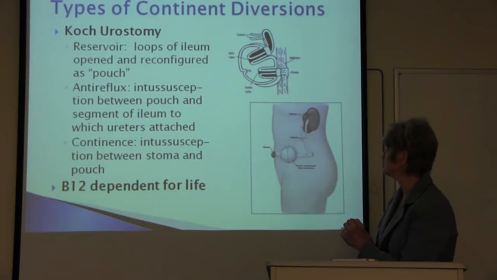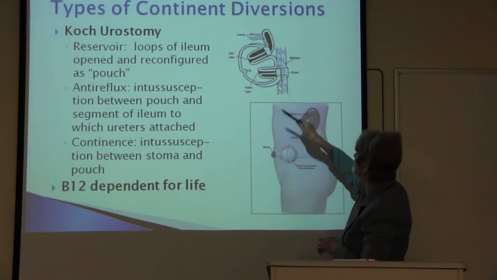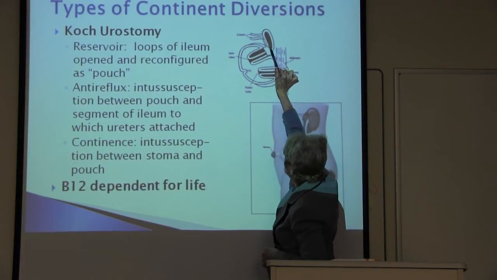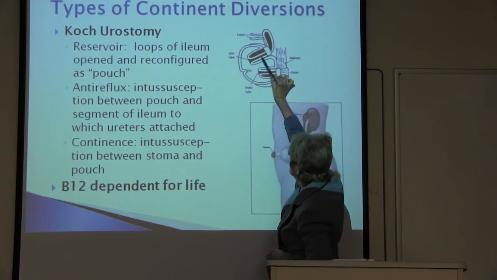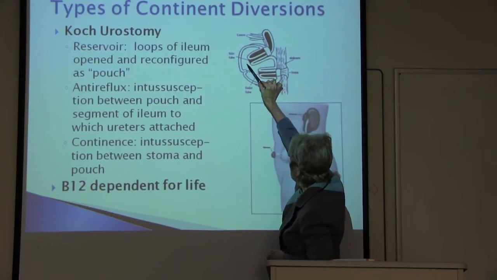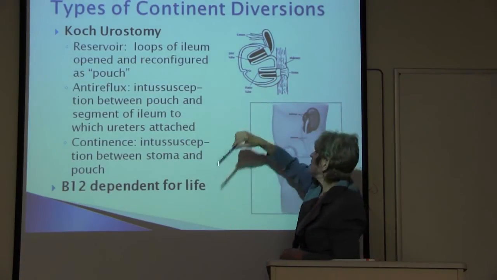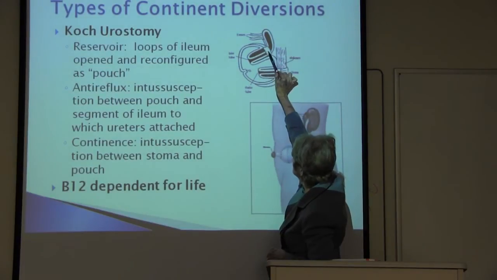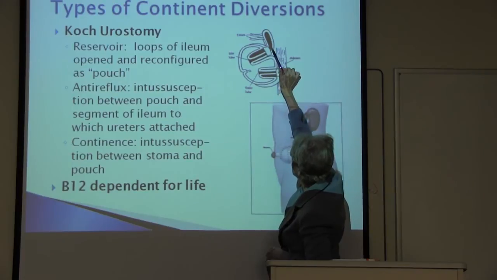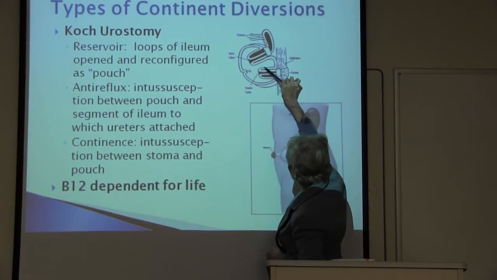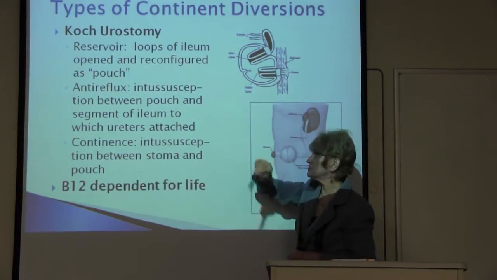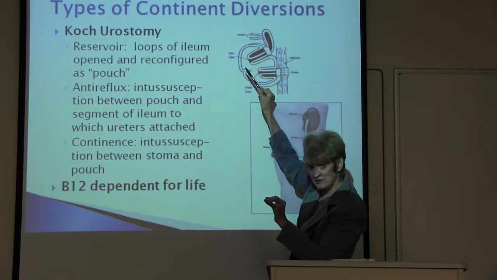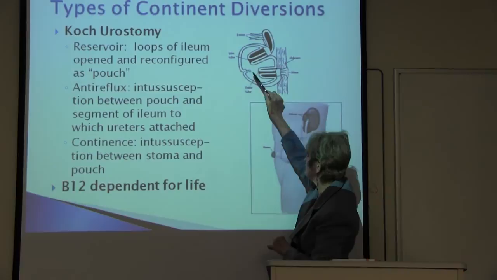What about reflux protection? Well, if you look right here, you can see that you have intussusception between the little segment of ileum to which the ureters are connected and the reservoir. So you have a one-way street or one-way path leading into the reservoir. So the ureters are connected to this little ileal segment, peristalsis in the ureters, peristalsis in this little segment. Then the urine flows through this one-way path and is trapped in the reservoir. So an intussusception at the proximal end between the ureteral segment to which the ureters are attached and the reservoir.